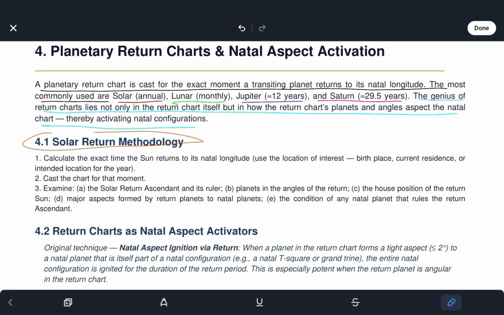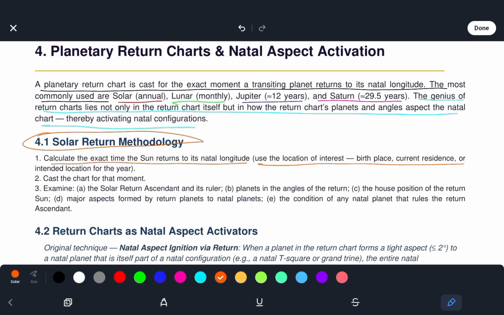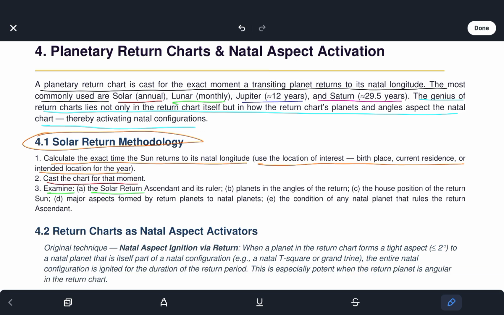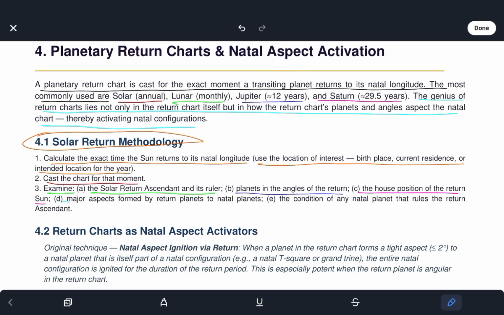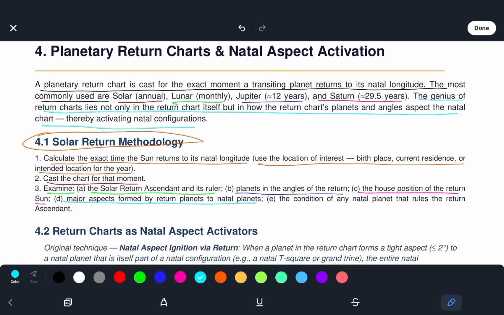So, solar return methodology. Calculate the exact time the Sun returns to its natal longitude. Use the location of interest: birthplace, current residence, or intended location for the year. Cast the chart for that moment, and then begin to examine the solar return Ascendant and its ruler, planets in the angles of the return, the house position of the return Sun, major aspects formed by return planets to natal planets, and the condition of any natal planet that rules the return Ascendant.